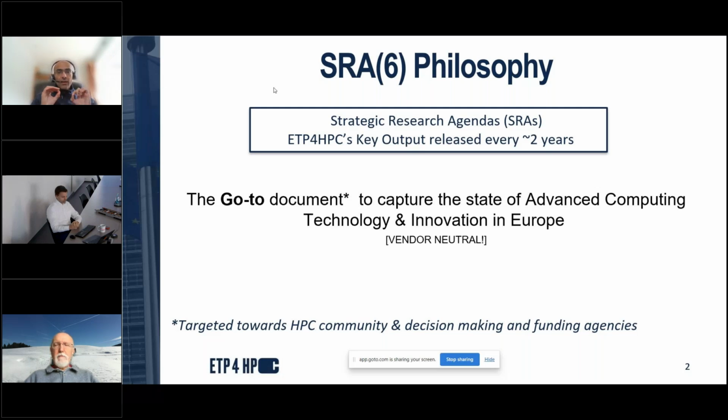And note that it's vendor neutral, which is a very important thing to note. The strategic research agendas are targeted towards the HPC community, for them to know what's going on in this space, and also for decision makers and funding agencies, to help them structure the upcoming research and innovation plans and research agendas.